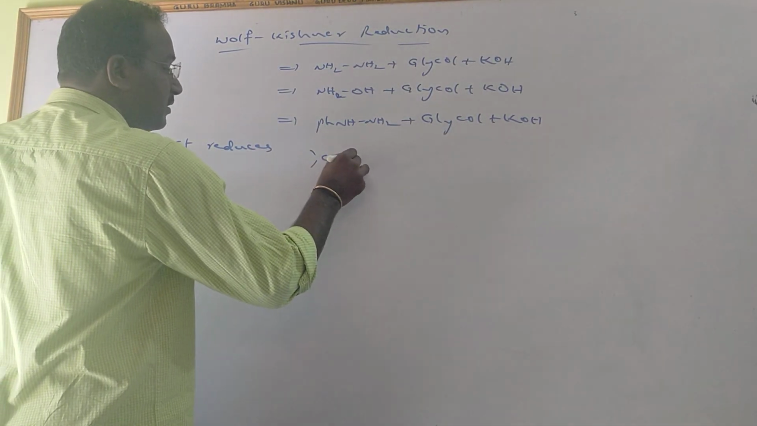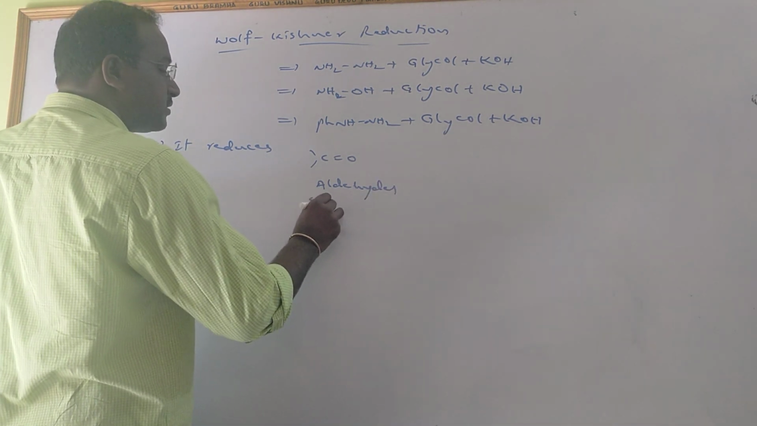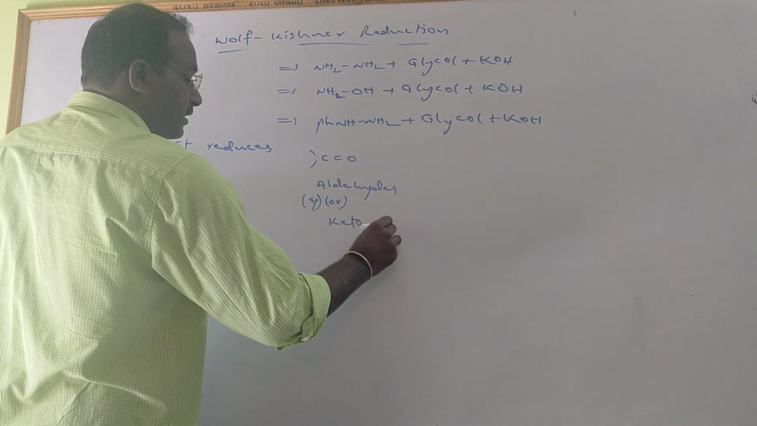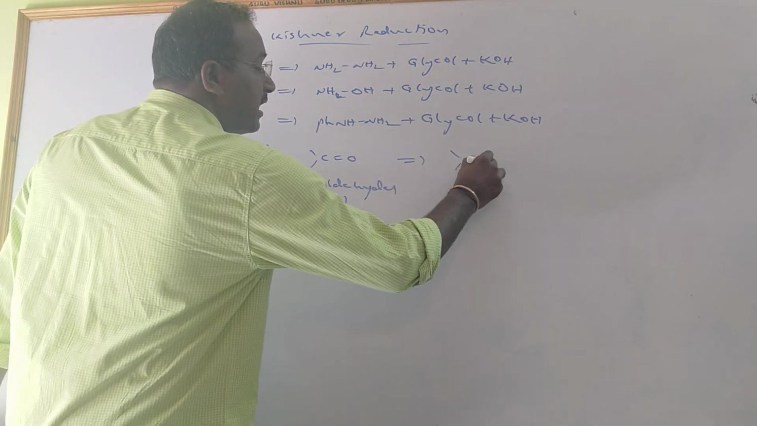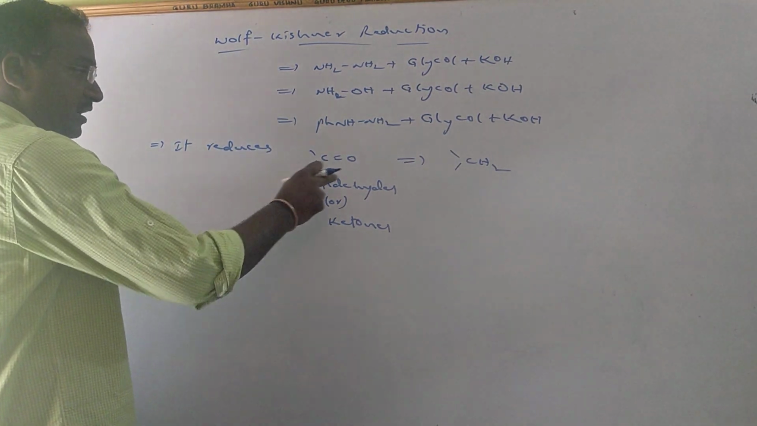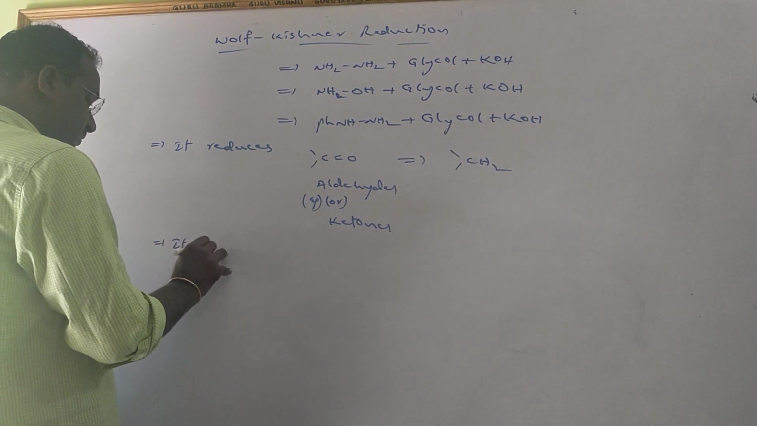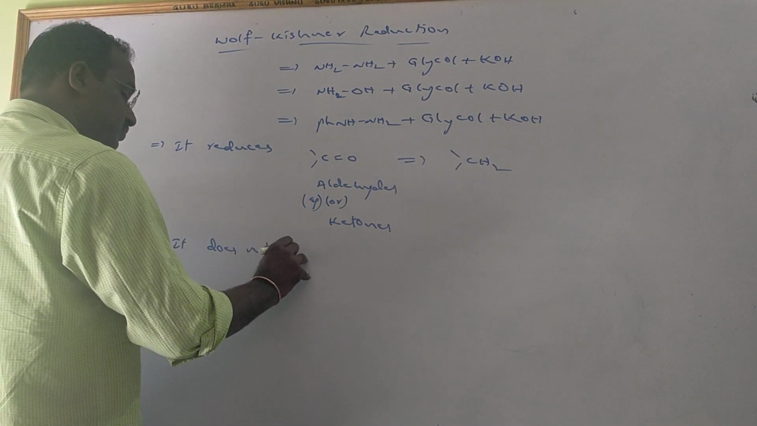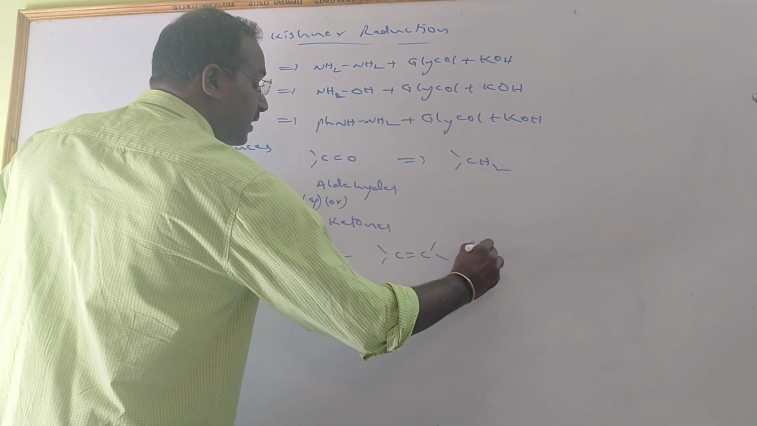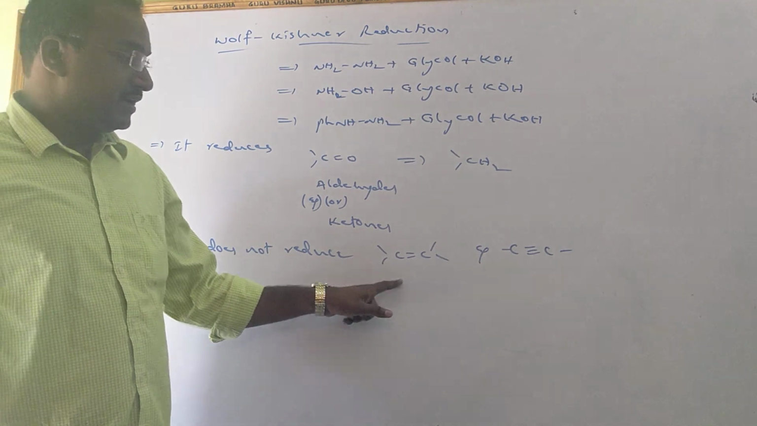the carbonyl group, C double bond O, that may be present in aldehydes or ketones, into CH2. The complete C double bond O group converts into CH2. So that is possible. One more thing, it does not reduce C double bond C group and C triple bond C group. If any such group is there along with this, it does not touch it.